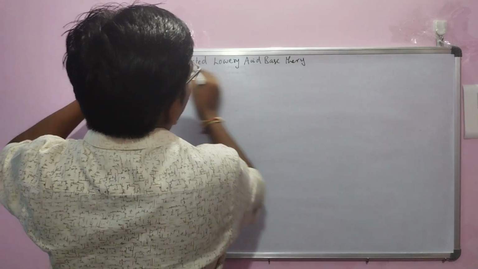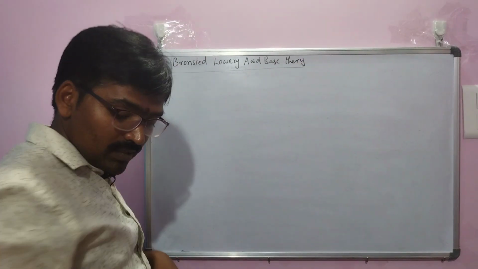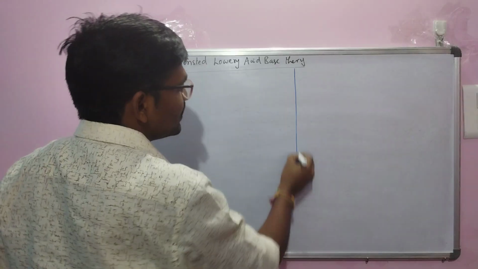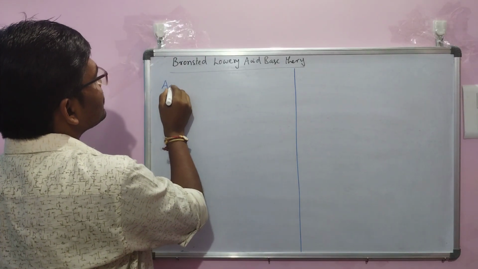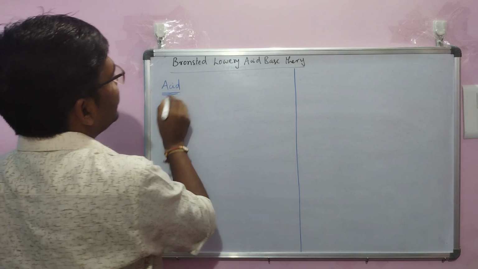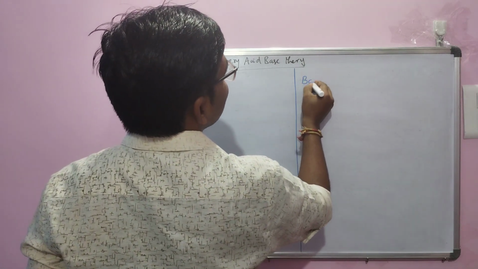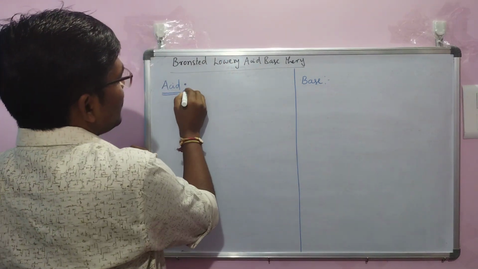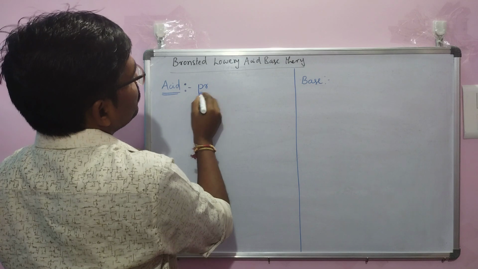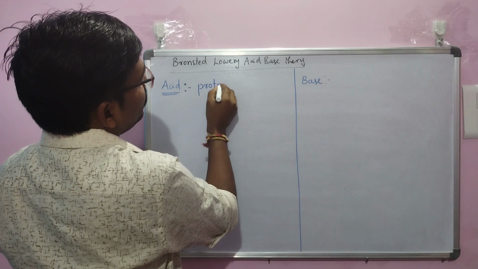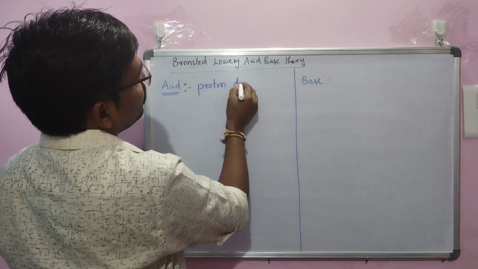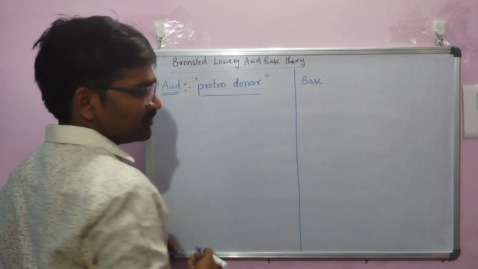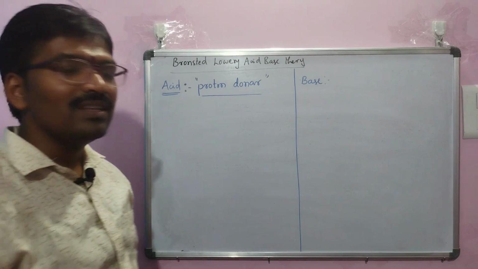Bronsted-Lowry acid base theory. According to Bronsted, what is the acid, and what is the base? Simply, according to Bronsted, a proton donor is called an acid.